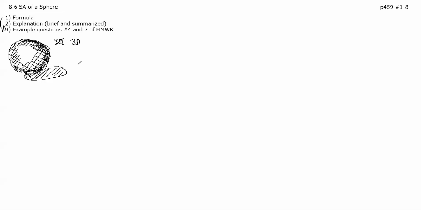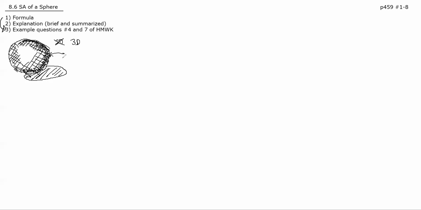Okay, that's 3D. So it's basically a circle, but it involves taking up a certain amount of space in 3D. In other words, it has volume. And surface area means how much area is covered by the outer layer.